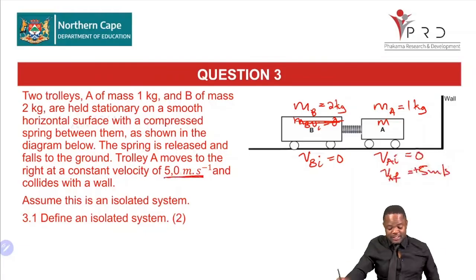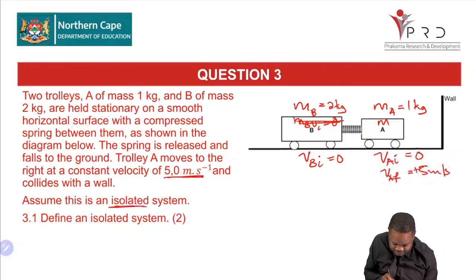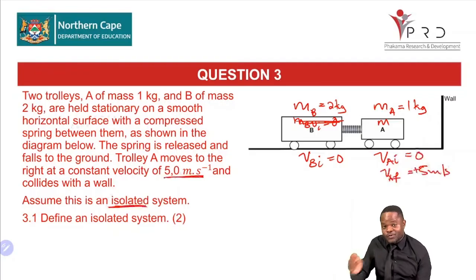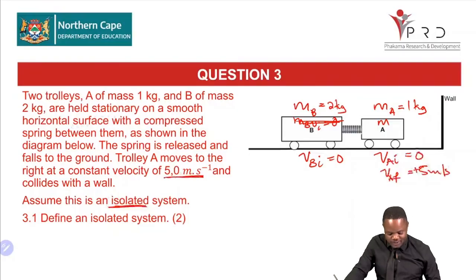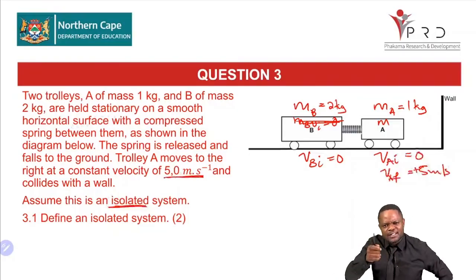Now assume this is an isolated system. Remember, in the law of conservation of momentum, we use the term isolated. So define an isolated system. As a reminder again, you find these terms in your examination guideline. There is no definition, no principle that you may be asked to define or state in an examination that does not exist in your examination guideline.